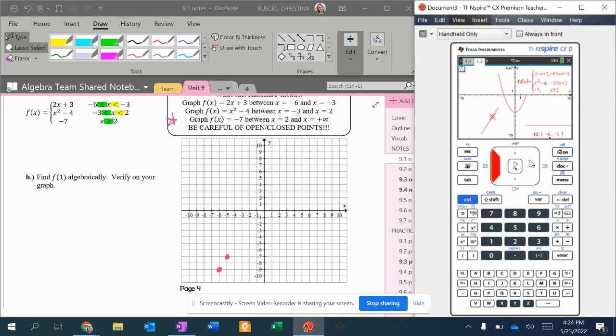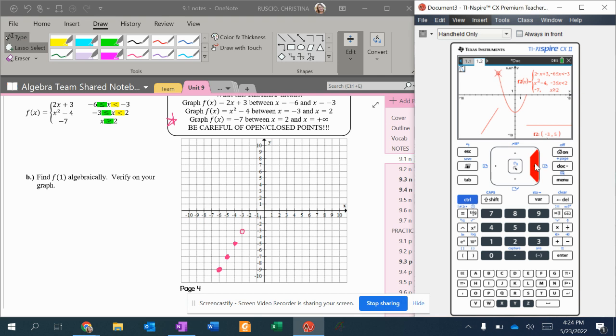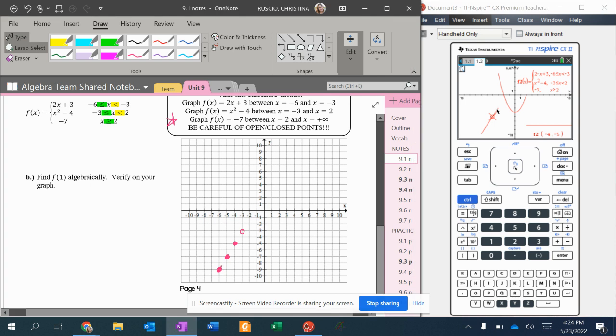Our next point, -4, -5. And then, well, that was weird. Okay, so -4, -5. And then let's keep following the same pattern. But at -3, we have to have, you guessed it, an open point. Did you guys see what happened on the calculator when I went to the right? It jumped and skipped over that point because it's not really there, but it is. So that's why we have an open point there.